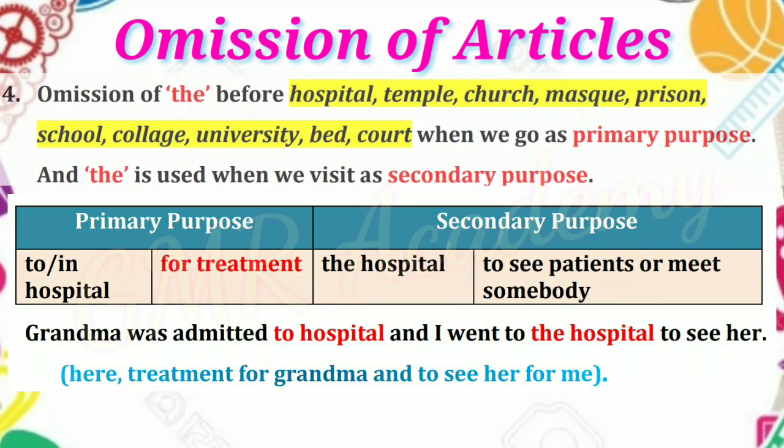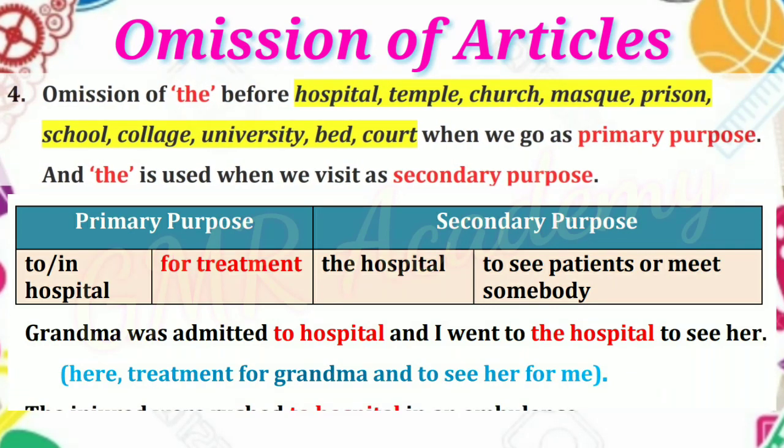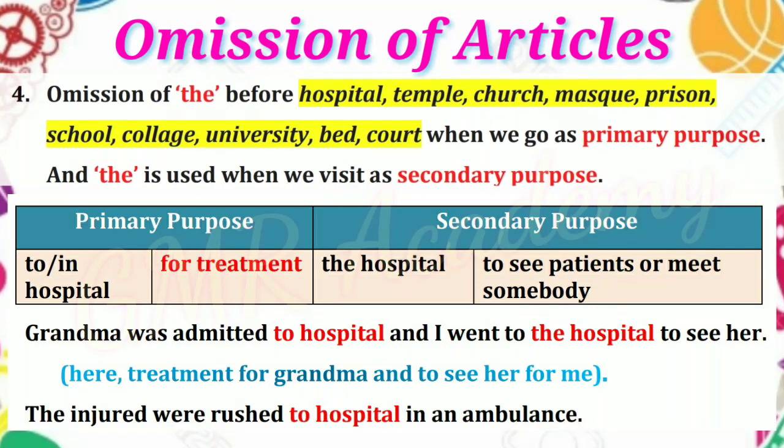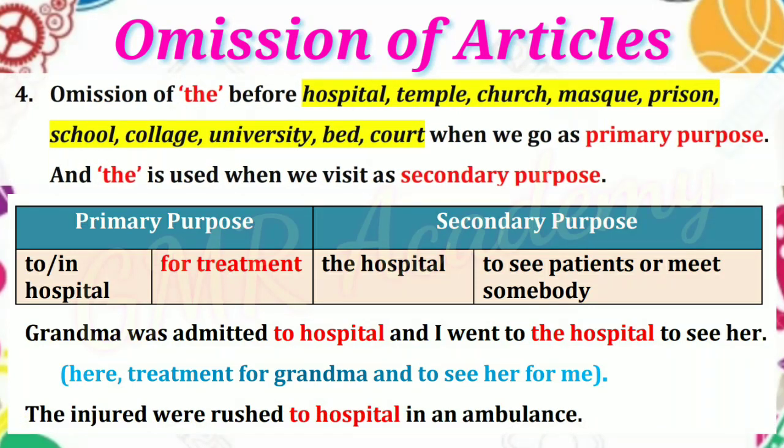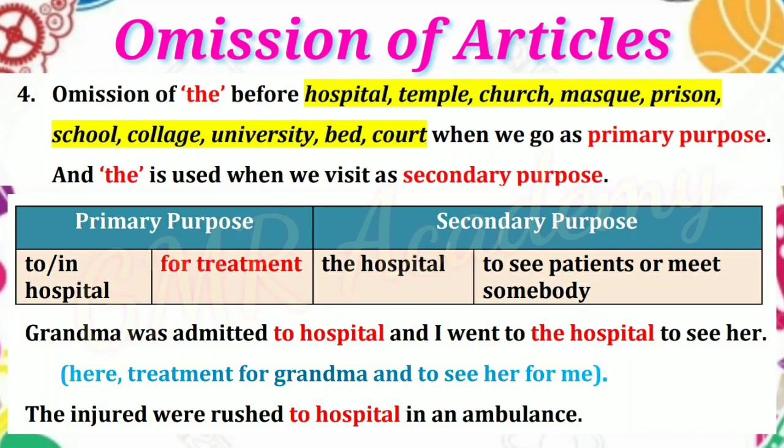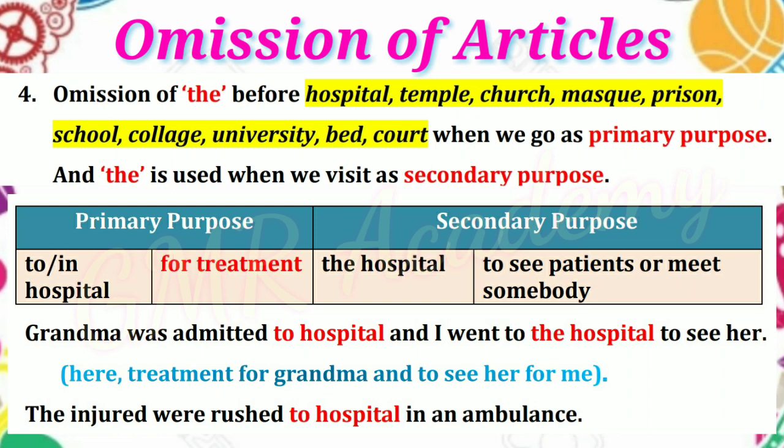The hospital, which means to see patients or to meet somebody in the hospital. Example: grandma was admitted to hospital and I went to the hospital to see her. Here, grandma was admitted. Why? Because she wants to get treatment. So, primary purpose, no article is used. I went to the hospital to see her. For me, a secondary purpose. So, the article "the" is used before hospital.